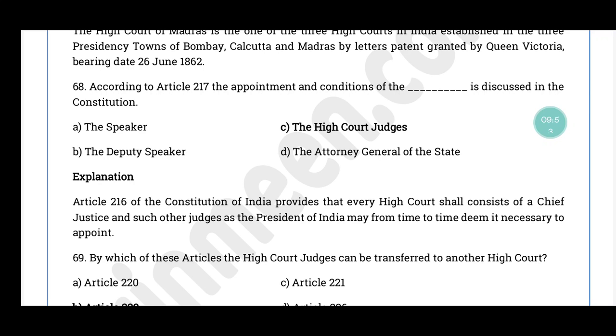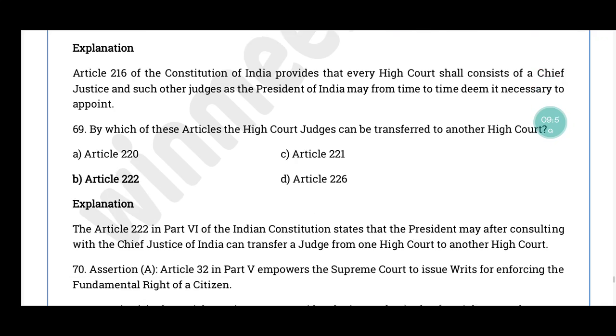அதாவது High Court judges and other judges ஓட அப்பாயின்மெண்ட்டை ஸ்பெசிஃபை பண்ணுறது Article 217 of Indian Constitution.